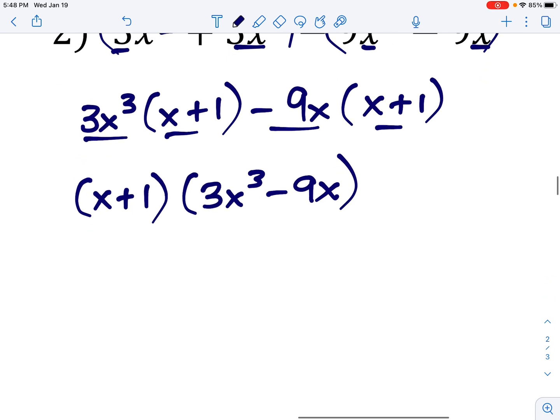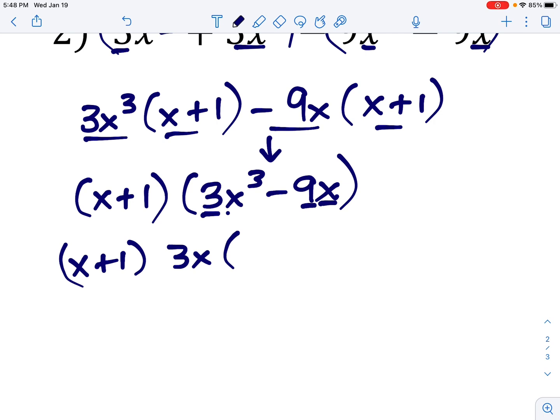Now if I look at this, can I factor that anymore? Is there more to factor out? If you look at it, I can still take a 3 out of both of those, and I can also take an x out of both of those. So I'm going to have x plus 1. I'm going to take a 3x out, and I have x squared minus 3 left.